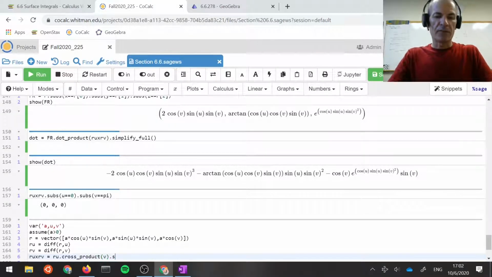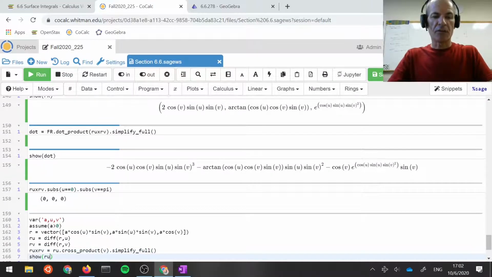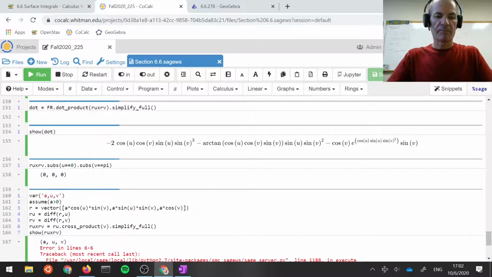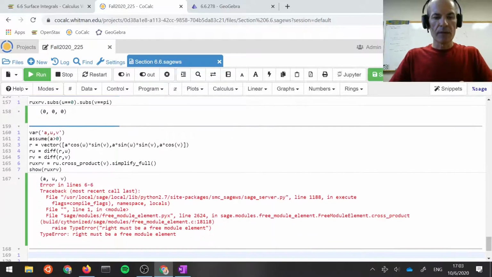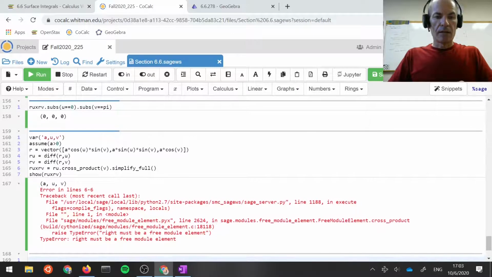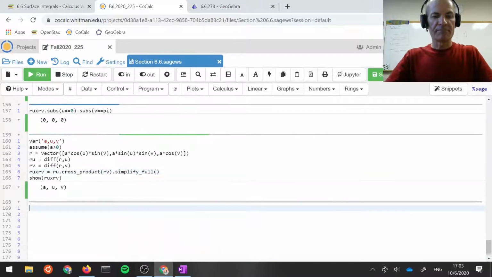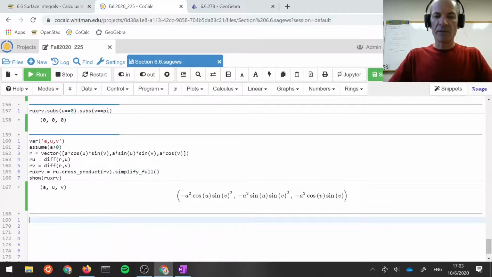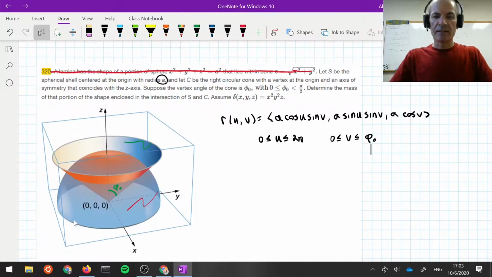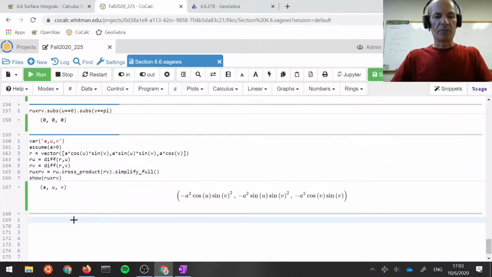And then let's simplify this as much as possible. And then let's show Ru cross Rv. Okay. That needs to be Rv. Okay, there you have it. That is Ru cross Rv. Let's now compute the magnitude of Ru cross Rv. Yes, that appears to be what we're doing.